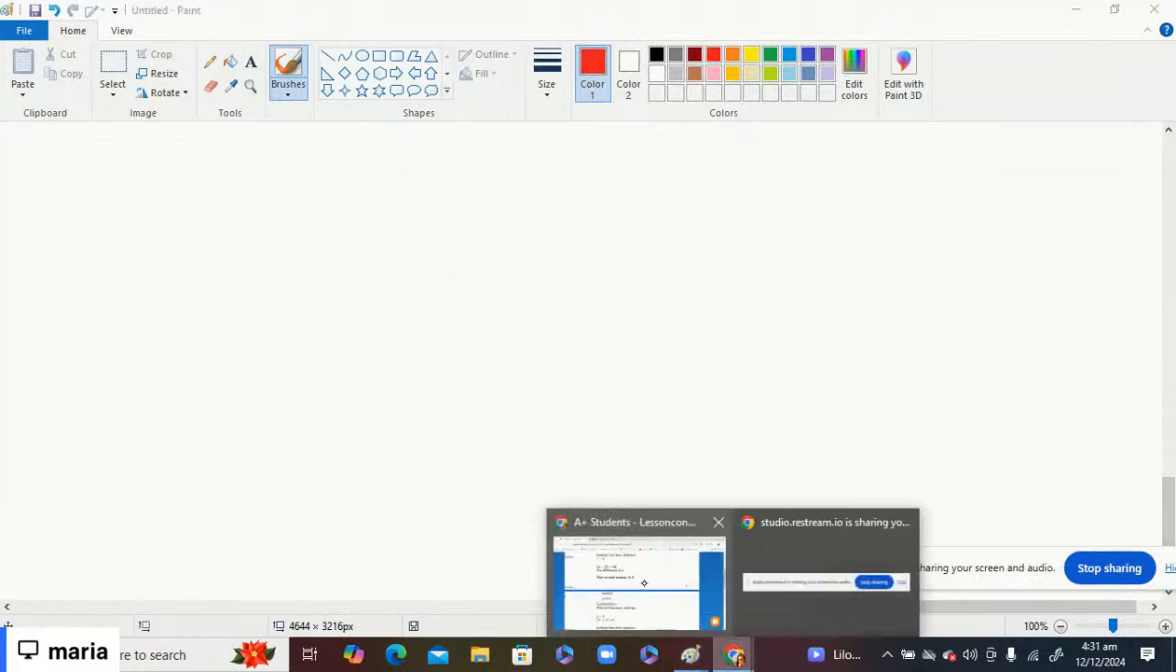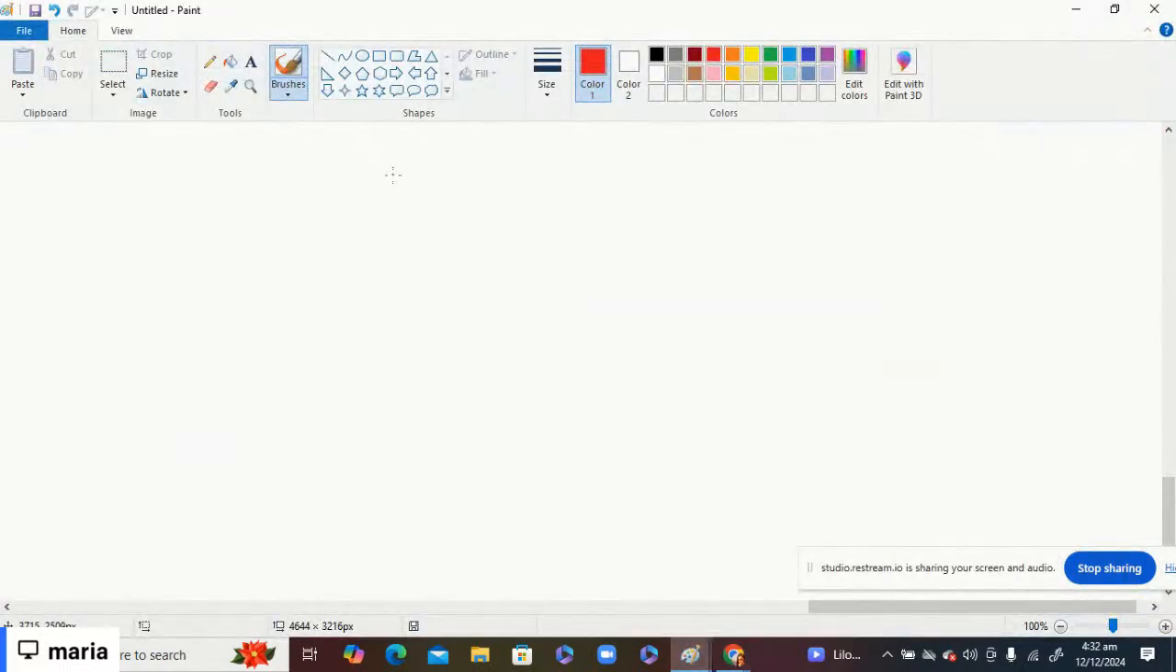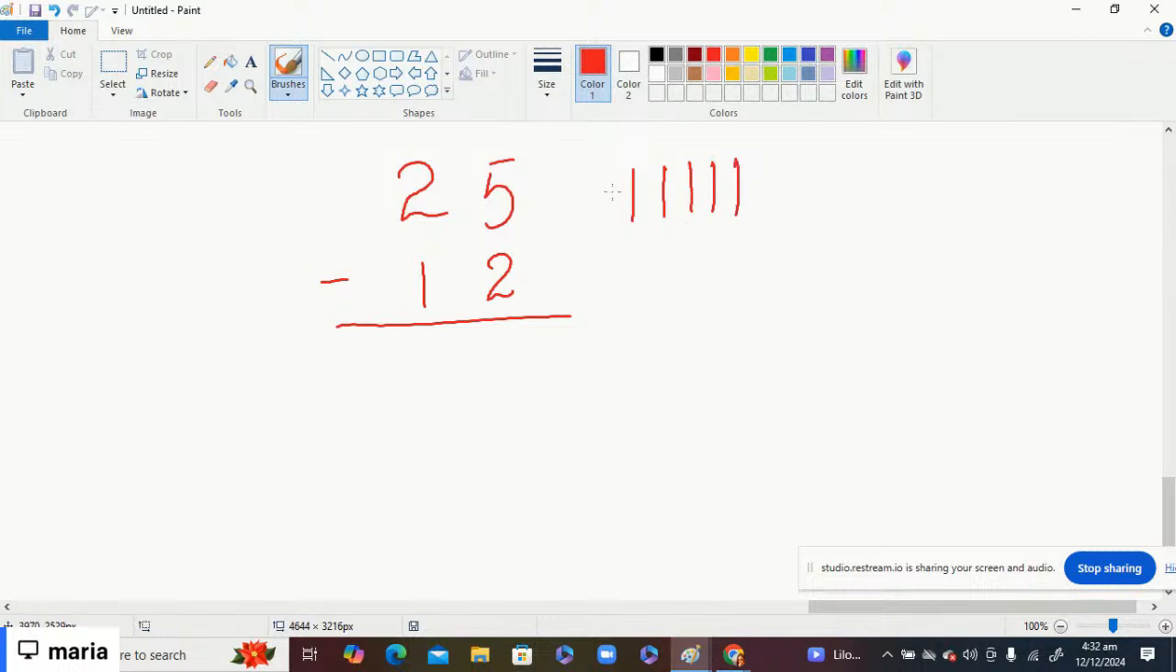Okay, let's take some questions from there now. The question I'm going to take is 25 minus 12. So here is 25 minus 12. So let's do it. First of all, draw 5 lines. 1, 2, 3, 4, and 5. Remove 2 lines, 1 and 2. How many lines are left? It's 1, 2, and 3. 3 lines are left, so we are going to put 3.